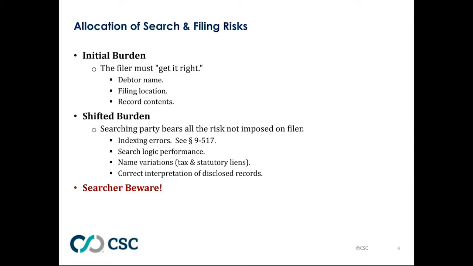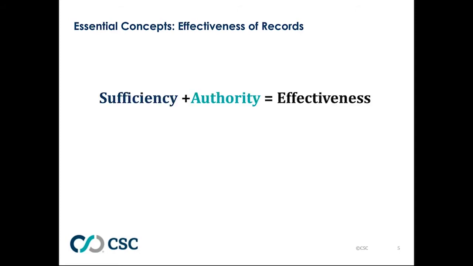But in addition to conducting the search designed to disclose all the relevant records, the searcher also has to correctly interpret them, and that means determining the effectiveness of the records that are returned on a search. So I want to talk for just a moment here about what goes into determining the effectiveness of UCC records. Well, it can be expressed in a simple equation. The sufficiency of the record plus the authority of the filer equals effectiveness.